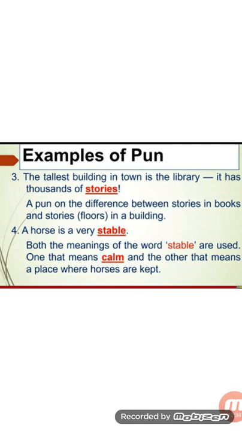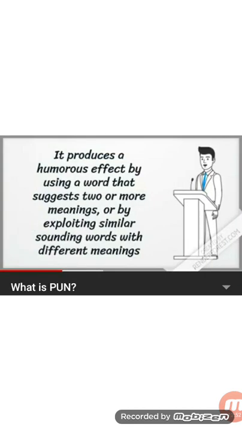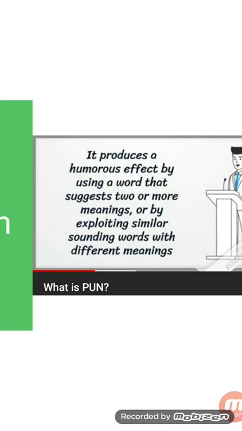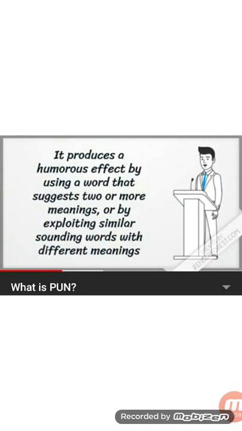This is a very humorous figure of speech and this is basically used in poems to create humor. To create fun and humor, the pun figure of speech is used in poems. I hope you all have understood. See children, it produces a humorous effect by using a word that suggests two or more meanings, or by exploiting similar sounding words with different meanings. Okay? So here we have seen what is homograph and pun.